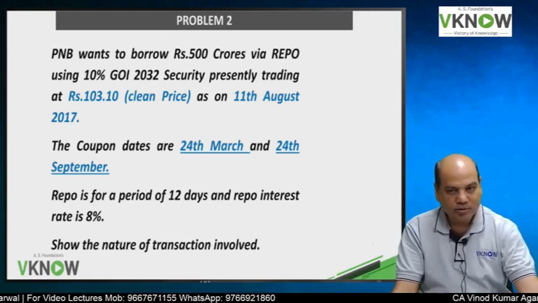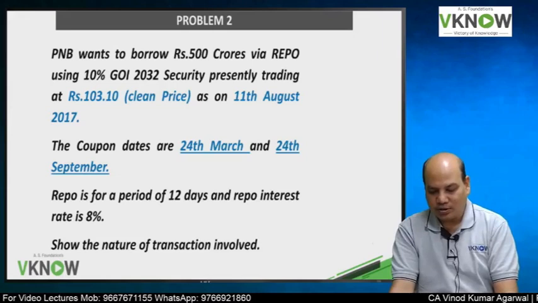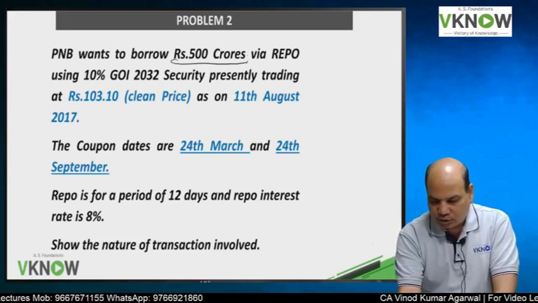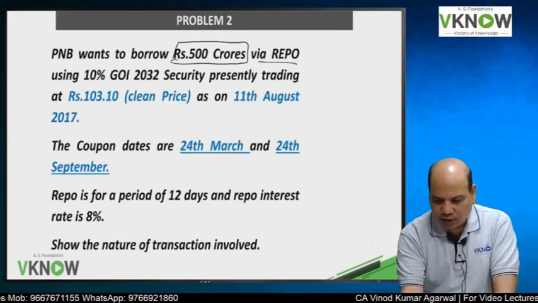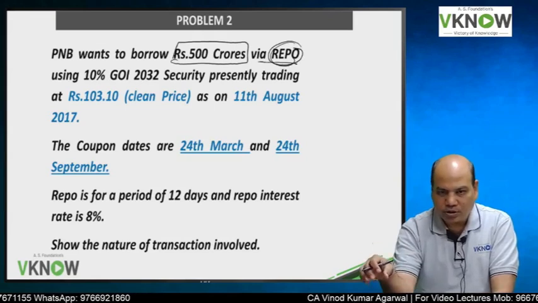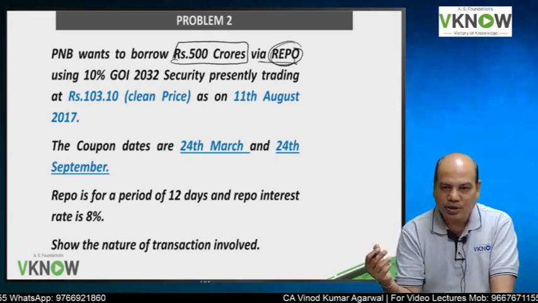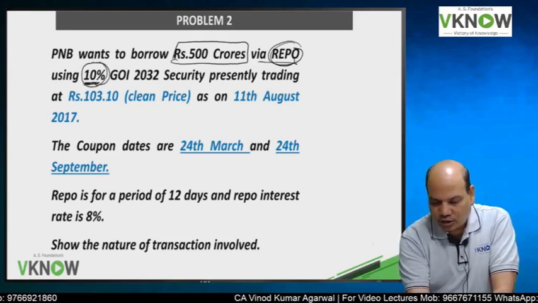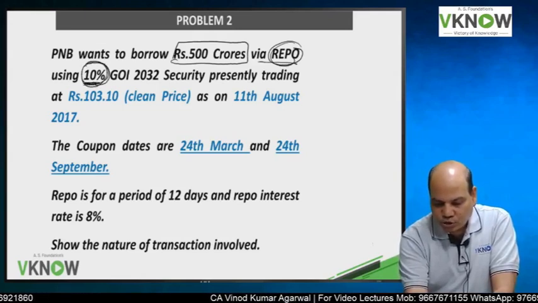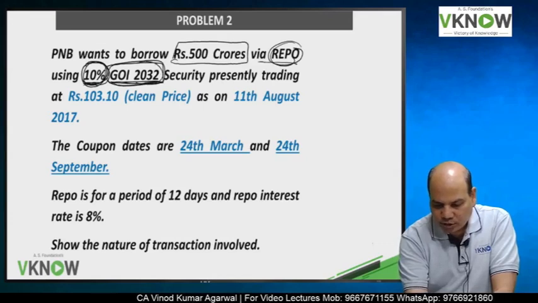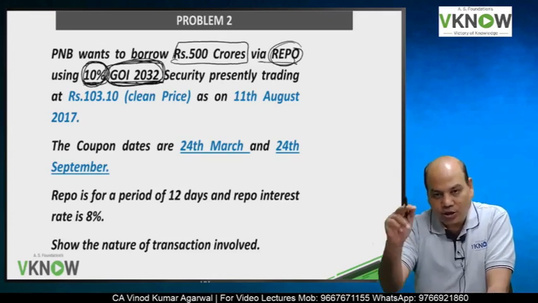PNB. What is PNB? Punjab National Bank wants to borrow rupees 500 crore. So what is the amount they want to borrow? 500 crore via repo. Via repo means they will first sell the government security and then on maturity they will repurchase it, using collateral. What is that collateral? 10%. This 10% is the coupon rate. This is the name of the government security, GY 2032. The 32 has nothing to do with the answer. It is the maturity year of that bond.